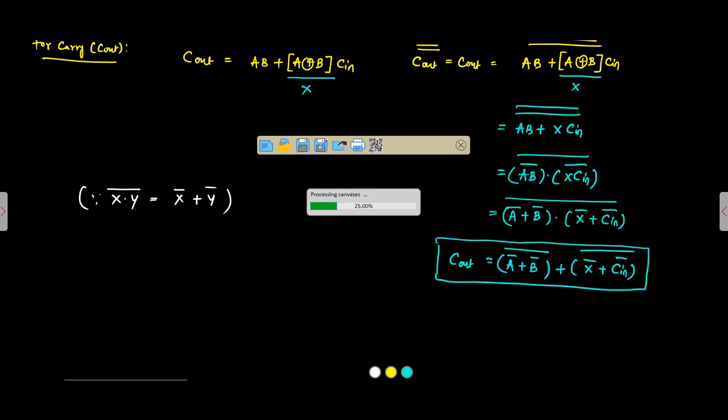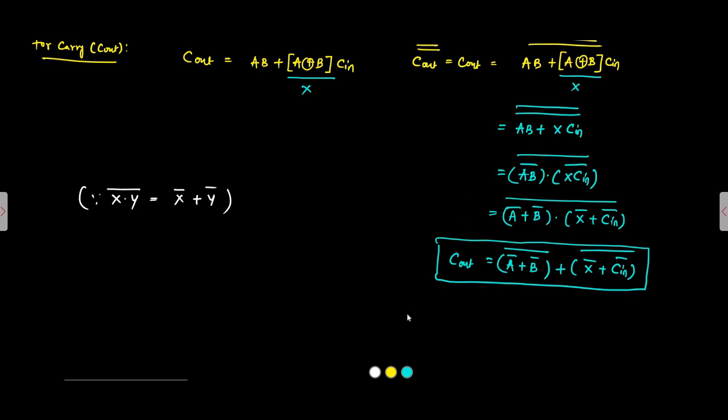So now what we have to do is implement this logic diagram using NOR gates. Okay, so let us do that. First for sum and then for carry.